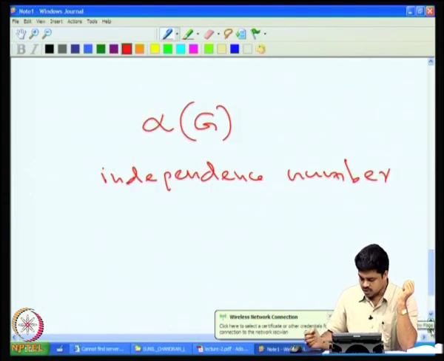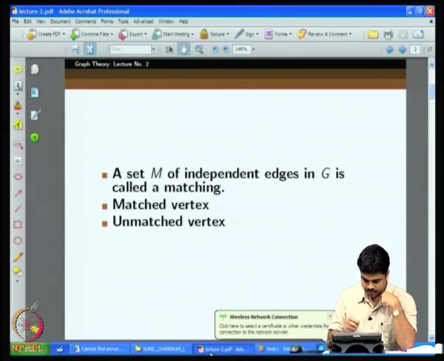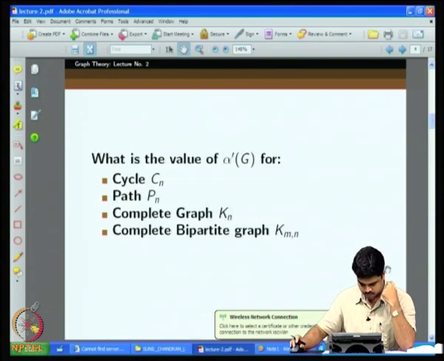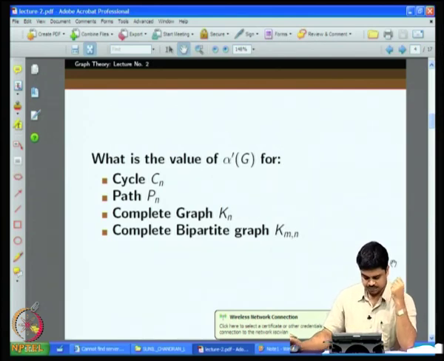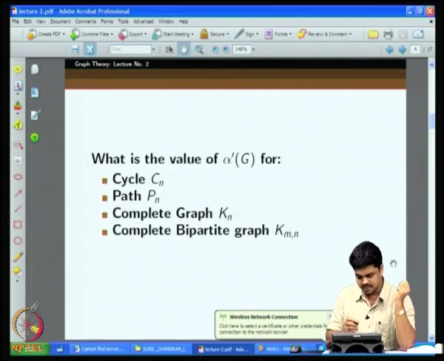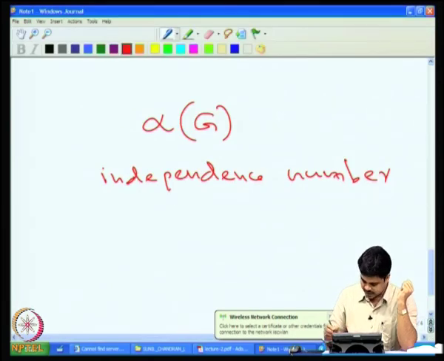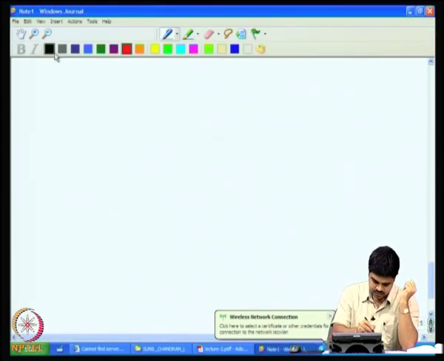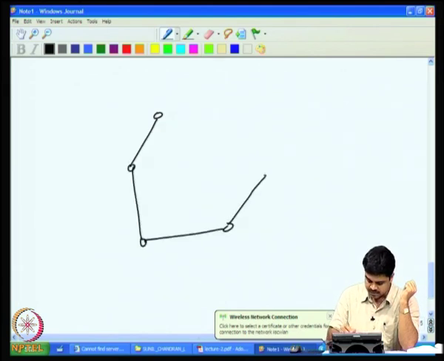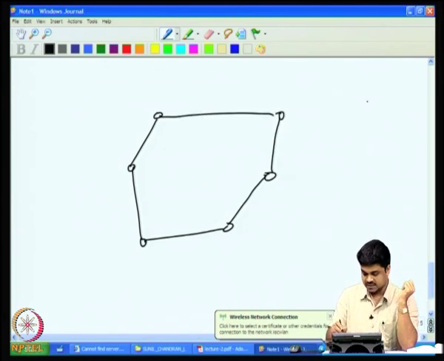Now let us go back to the slides. To understand the parameter alpha dash of g a little better, we will take some examples. For instance, let us look at a cycle. So, suppose let us take a simple cycle 1, 2, 3, 4, a 6 length cycle, this is C6.